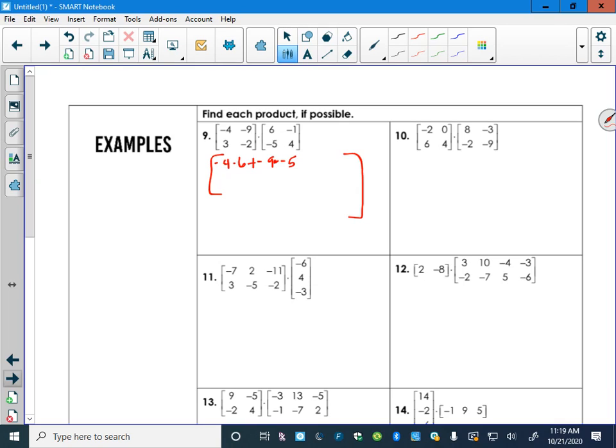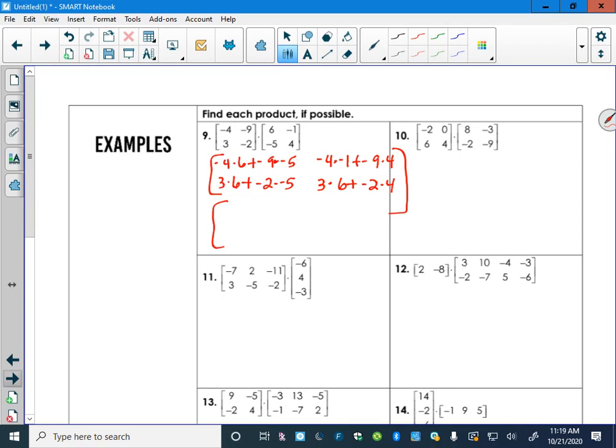I'm going right here. So this is the top row, second column. So that's going to be -4 times -1 plus -9 times 4. I'm going down here. That's the second row, first column. So 3 times 6 plus -2 times -5. This is the second row, second column. So that's going to be 3 times -1 plus -2 times 4.